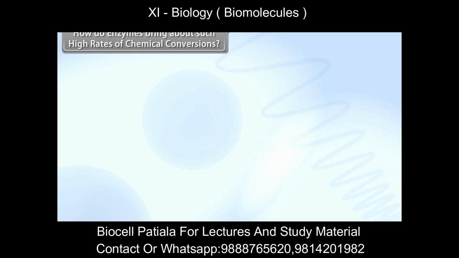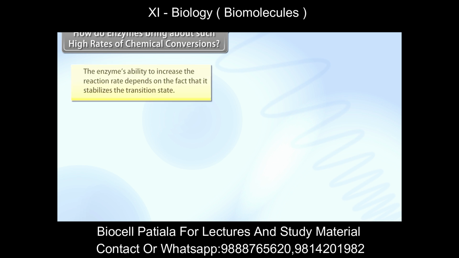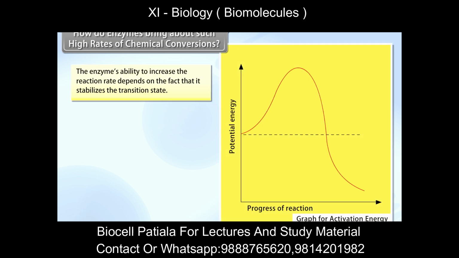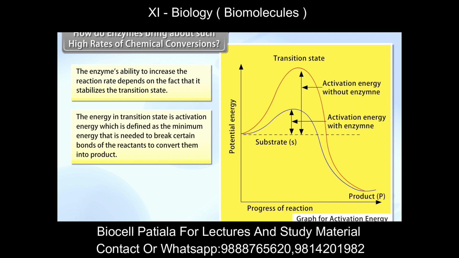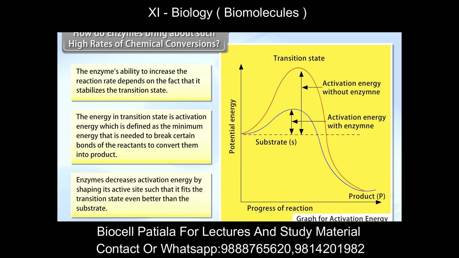How do enzymes bring about such high rates of chemical conversions? The enzyme's ability to increase the reaction rate depends on the fact that it stabilizes the transition state. The energy in transition state is activation energy, which is defined as the minimum energy that is needed to break certain bonds of the reactants to convert them into product. Enzymes decrease activation energy by shaping their active site such that it fits the transition state even better than the substrate.